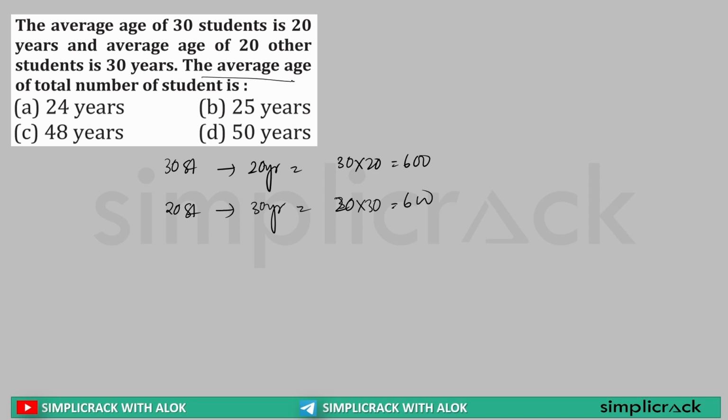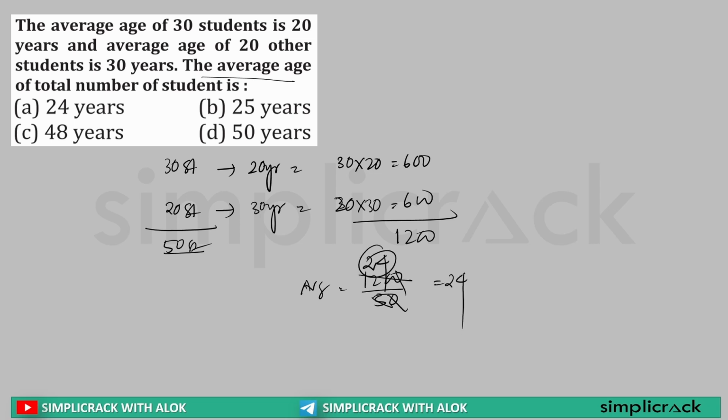Now it is asking average age of total students, that is 30 plus 20, 50 students, which will be total age, that is 600 plus 600 is equal to 1200. So 50 students, total is 1200. So average is what? Sir, 1200 divided by 50. 0, 0 cross out. Sir, 5 2s are 10, 5 4s are 20. So the average age of students is 24 years.